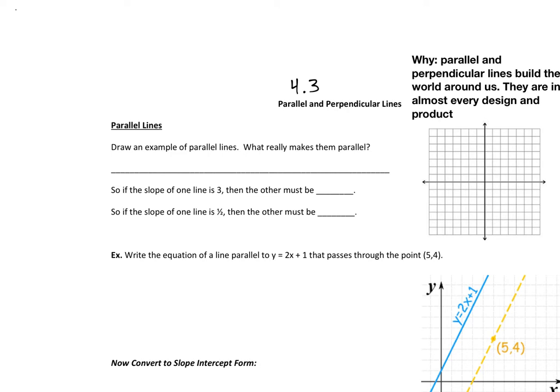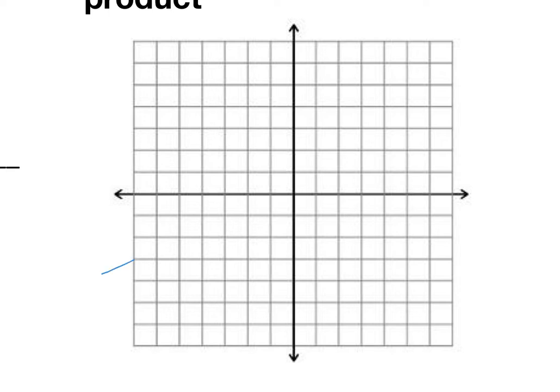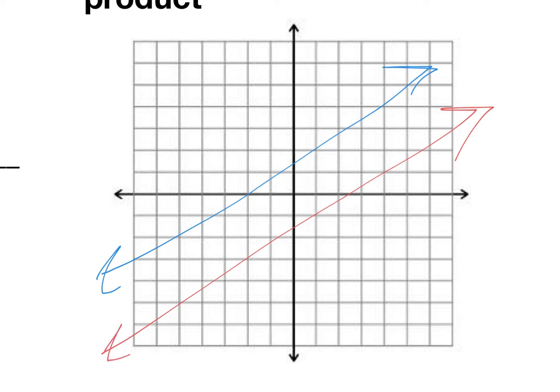It says, draw an example of parallel lines, and we're going to talk about what makes them parallel. Well, parallel lines are, as you know, lines that never cross or touch. So I'll draw this one, and I'll draw that one there. I can't do a straight edge tool on this program, but that's looking pretty good.